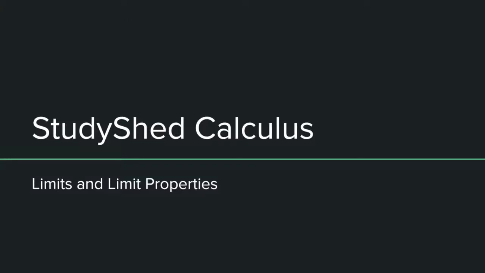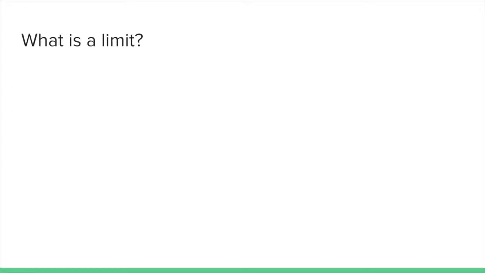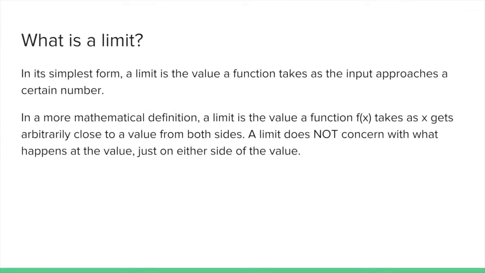In this video, we'll be taking a look at the topic of limits and limit properties. Let's get started. So first off, what is a limit? In its simplest form, a limit is the value a function takes as the input approaches a certain number. In a more mathematical definition, a limit is the value a function f of x takes as x gets arbitrarily close to a value from both sides. A limit, however, does not concern itself with what happens at the value, only on either side of the value, as x gets arbitrarily close to that value from both sides.